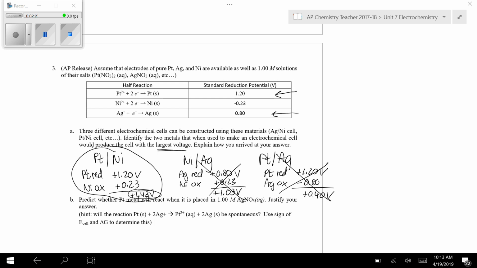Okay, and explain how you arrived at your answer. You could, doing some mathematical work, like showing the three voltages would be one way of doing it. You could also explain something in words. There's a variety of ways in which you could explain this.